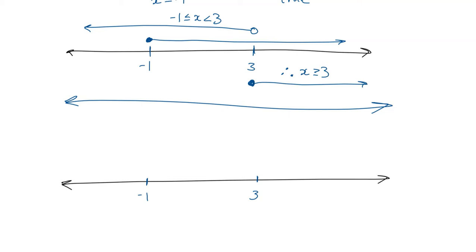So this solution starts at -1 and includes it and goes to 3, but doesn't include it. And the second solution starts at +3 and includes it. So I can color in that circle and continue on. So what's my overall solution? X is greater than, everything including -1, or everything above -1. Yeah, that's good. Greater than or equal to -1, exactly right.